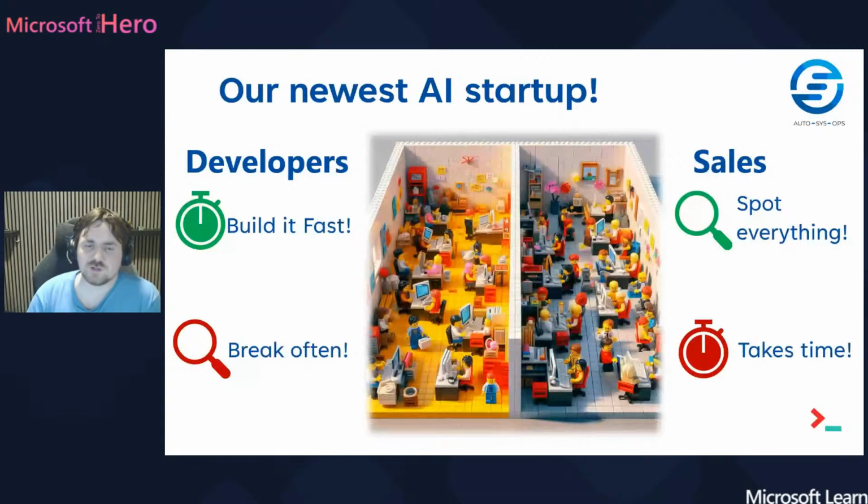But we've come to a little problem. See, our AI startup, on the left hand, we have the developers, and they want to build it fast. They want to really quickly add new features, add as much as possible. And it also means that stuff is breaking often. But it doesn't matter that much, right? Because we're working in code, we can quickly push new versions, we can quickly push new updates. Everything is connected to the internet. So build it fast, break often. That's the mantra of many software developers.